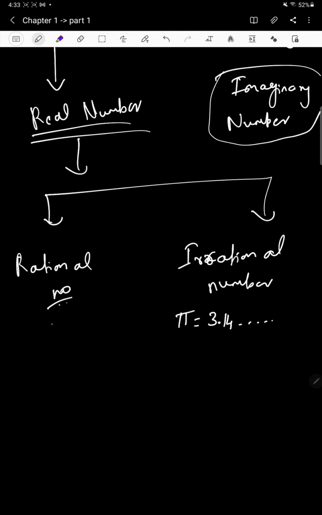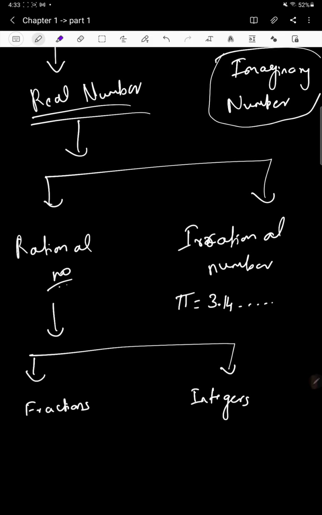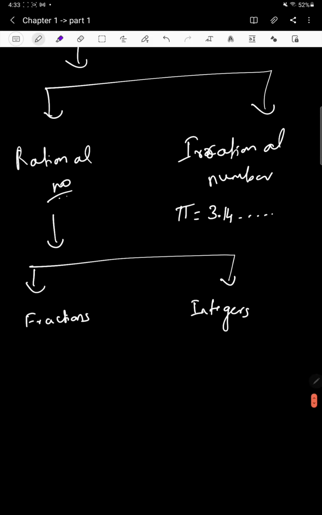Then we have rational numbers. In rational numbers we again have two types. The first one is fractions, then we have integers. So fractions are those numbers which can be expressed in form of ratios, say like 5 by 10 or 2 by 3. Any number which you can express in form of ratios are called as fractions.